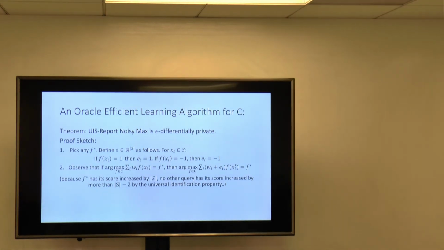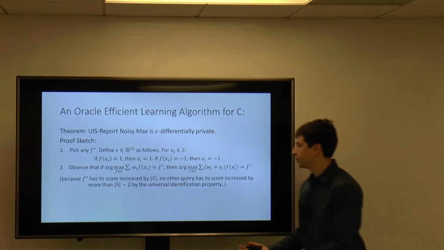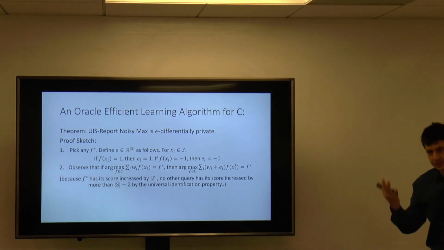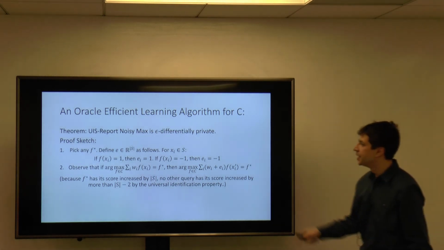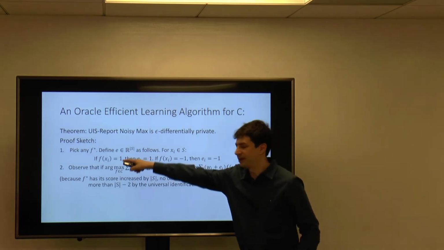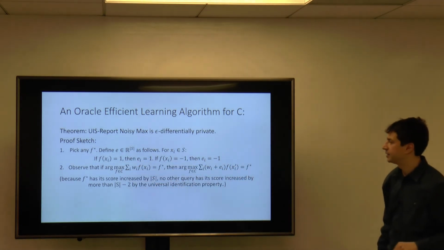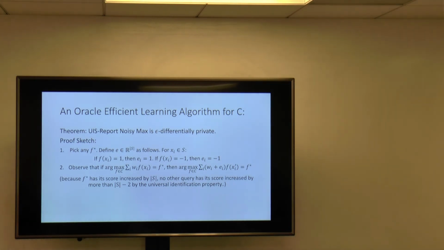And the reason is, after these perturbations, f star has its score increased exactly by the size of the universal identification set, because we perturb the noise in exactly the direction that points to the value of f on that element of the universal identification set. So f star had its score increased by s.